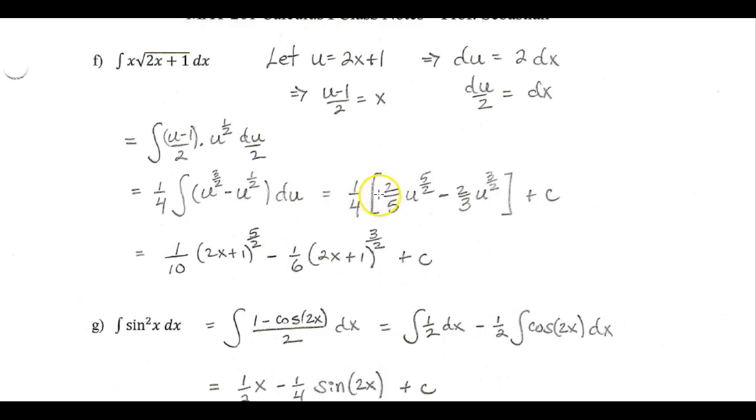So simplifying, 1/4 times 2/5 is 1/10 times 2x plus 1 all raised to the 5/2 power. 1/4 times minus 2/3 is minus 1/6 times 2x plus 1 to the 3/2 power, plus c.